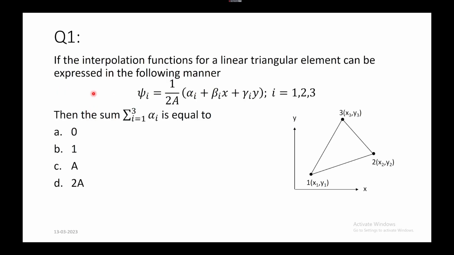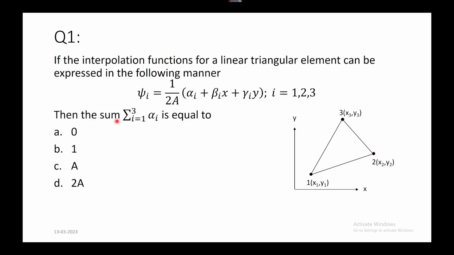Okay, so this is the first question. The interpolation functions for a linear triangular element can be expressed in the following manner. Psi is your interpolation function. Corresponding to three nodes, there are three interpolation functions. In general, psi i can be defined as 1 by 2A into alpha i plus beta i x plus gamma i y. Here A represents the area of the element, which is the area of this triangle.